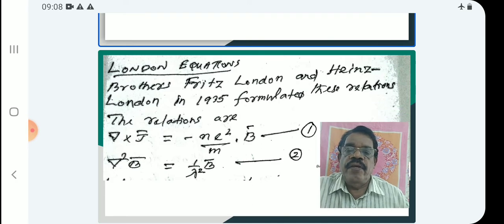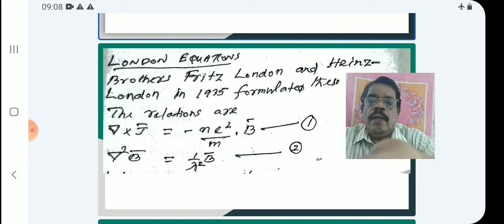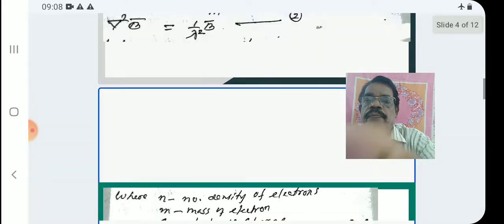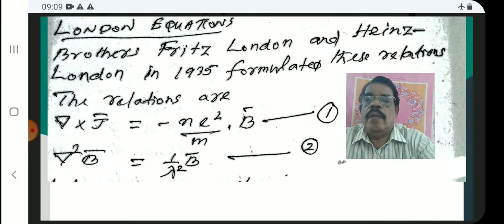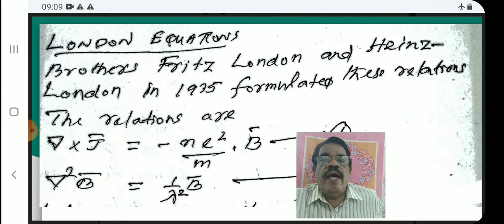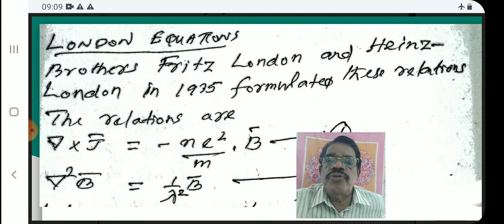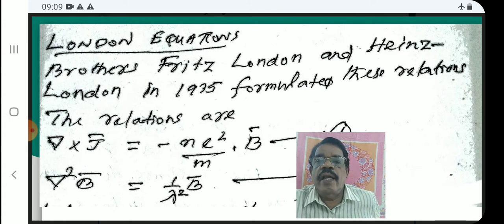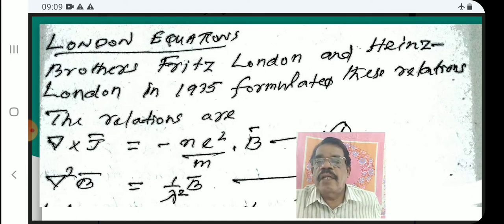And then we write the London equations. There are two equations. These two equations were given by two brothers, Fritz London and Heinz London, in 1935. They formulated these relations.